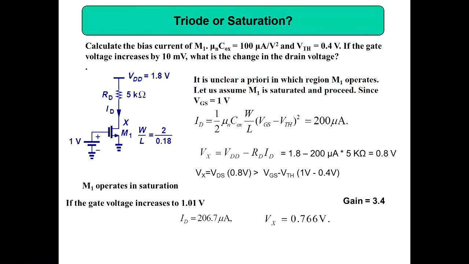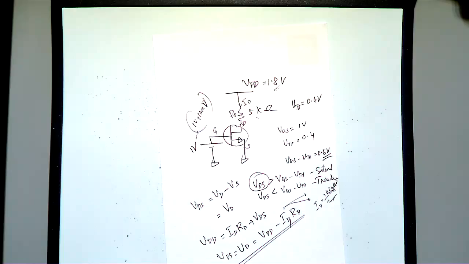So I got gain equal to 3.4. How do you think that is correct? How can I say this is 3.4? Yeah, so the gain is the change in the output voltage for a given change in the input.